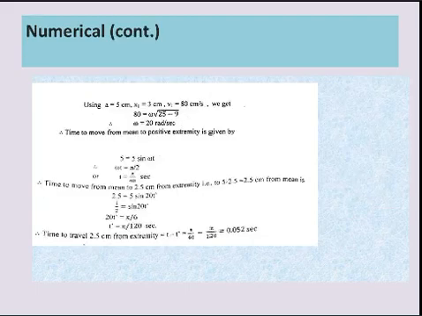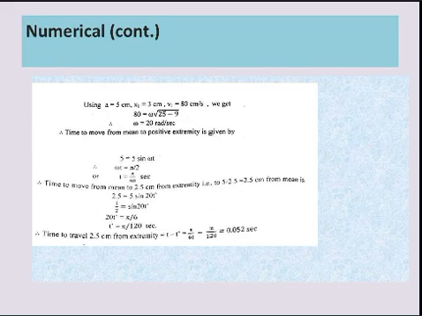Also now we are interested in finding the periodic time. As we already got from the previous slide, amplitude is equal to 5 centimeter, x1 is equal to 3 centimeter, v1 is equal to 80 centimeter per second. When we substitute in our equation, we first get omega is equal to 20 radian per second.